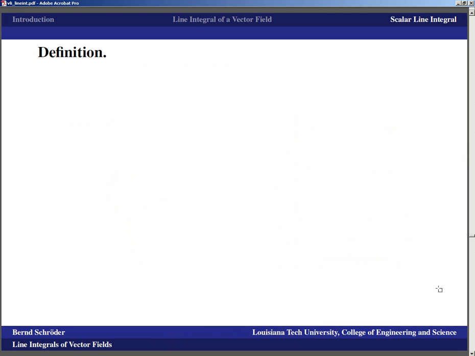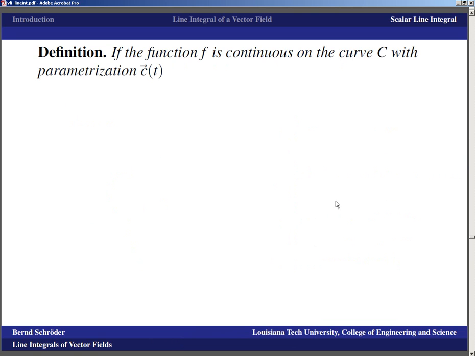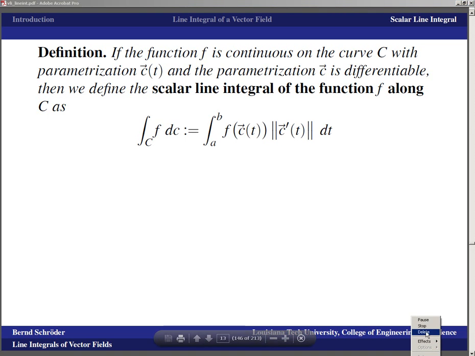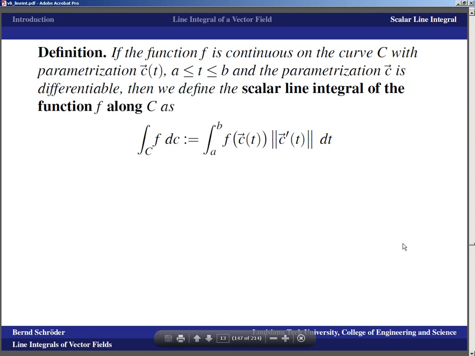And so with this motivation that basically says that this type of integral will allow us to compute the total mass of a linearly distributed mass of a linear density, we can define the following. If a function f is continuous on a curve c with parameterization c of t, and the parameterization is differentiable, then we define the scalar line integral of the function f along c as the integral of f dc being the integral from a to b of f of c of t times the norm of c prime of t dt, which is exactly what we have seen on the previous panel, only now we call the function f rather than rho. And you can already see I again forgot to specify the domain, which is something that I should certainly do. And we're back, and I have specified, okay, our piece of wire, if you will, goes from parameter value A to parameter value B.